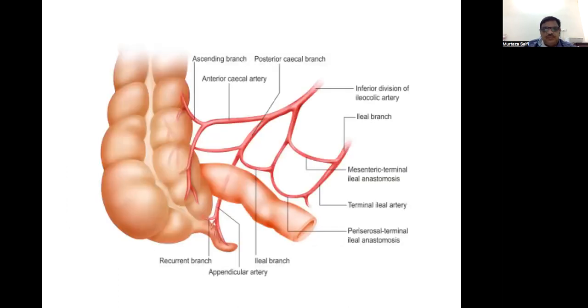This picture showing appendix, appendicular artery. This is the inferior division of ileocecal artery showing ileal branch, posterior cecal branch, ascending branch, anterior cecal artery, and then appendicular artery. It's very important.